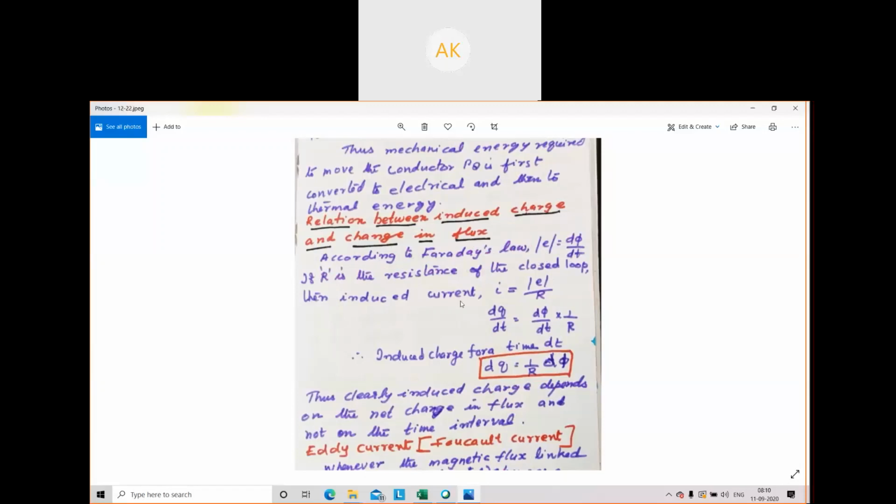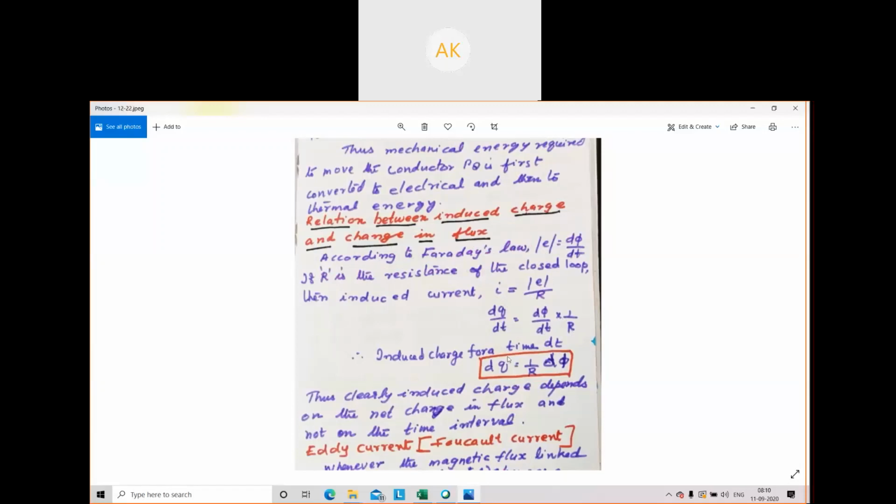If R is the resistance of the closed loop, then the induced current will be E by R, EMF by resistance. That is, according to Ohm's law, I equals E by R. We know dq by dt, the rate of change of charge, is current. Then E equals d phi by dt, into 1 by R.